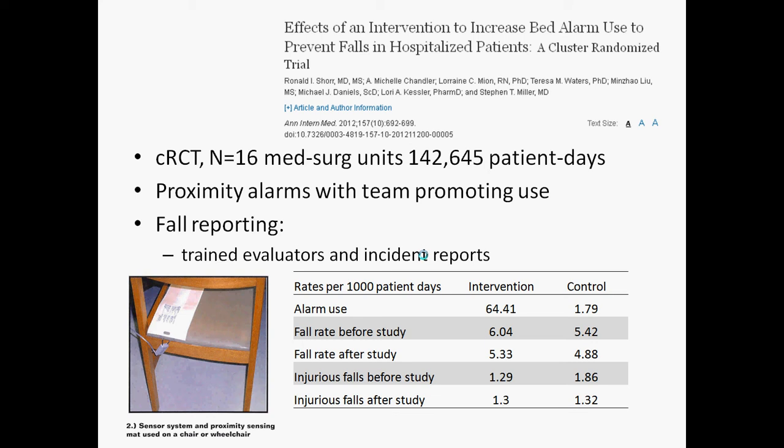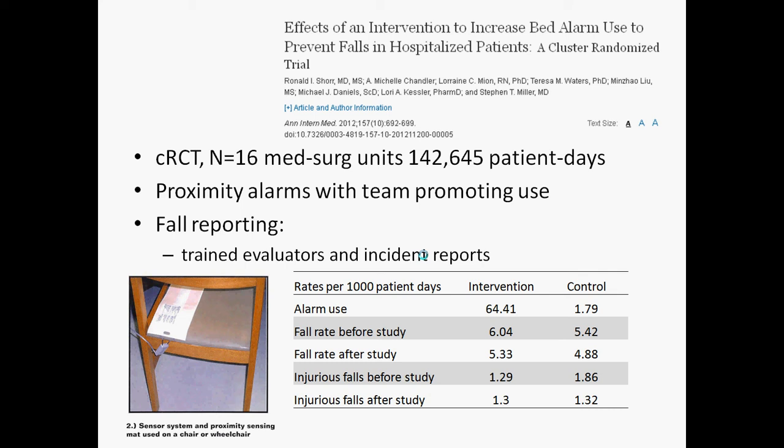Ronald Shaw is a medical practitioner and accomplished researcher in the United States who has a wonderful research unit there focused on preventing falls in the hospital setting and improving care amongst the Veterans Affairs population in Florida. He conducted a cluster randomized controlled trial across 16 medical surgical units that was very large, and used proximity alarms with team prompting to increase their use. He also used trained evaluators to go around and look at the falls in the medical records and to check off against incident reports as well.